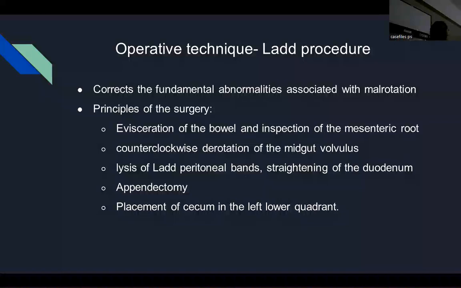Coming to the surgery, the operative technique has been described as Ladd's procedure, by Ladd in 1936, and this corrects the fundamental abnormalities which are present in malrotation. There are a few steps which are carried out. One is the evisceration of the bowel and inspection of the mesenteric root. Whenever there is volvulus, counterclockwise derotation of the midgut volvulus will be done. Then lysis of Ladd's peritoneal bands, straightening of the course of the duodenum, appendectomy, and placement of the cecum in the left lower quadrant.